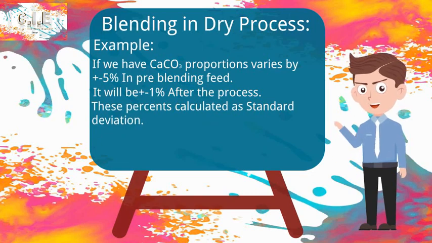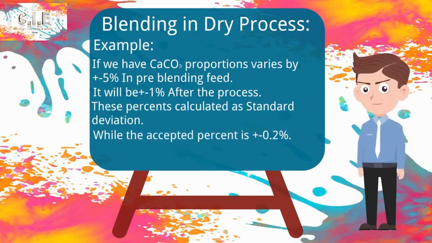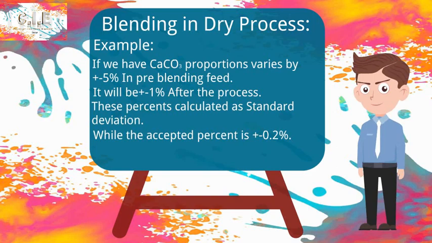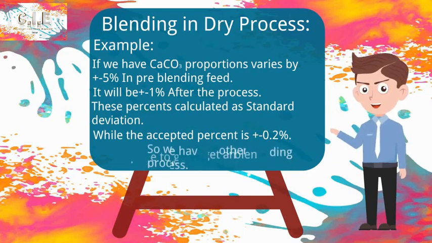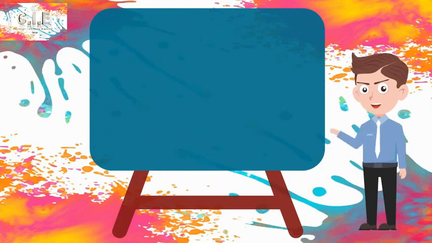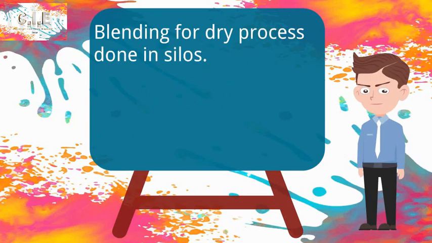But to get good quality clinker, the variation of the calcium carbonate, for example, in the feed should be plus or minus 0.2%, calculated as a standard deviation. So we should have another blending process. In general, a blending process for dry raw meal is done in silos.